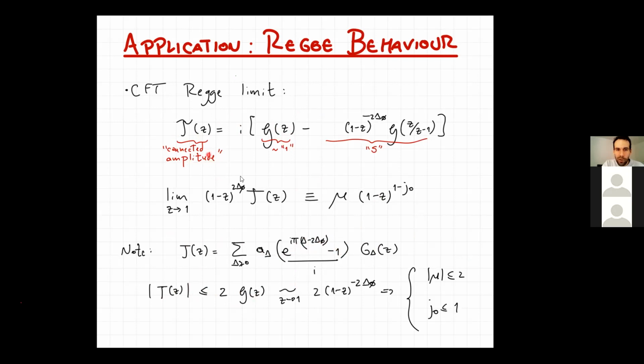And so when you take the Regge limit, we know the behavior of this guy. It's just the T-channel OPE, so this is the identity contribution. And so this automatically gives you a bound. It tells you that this coefficient J0 has to be smaller than 1, and this modulus of mu has to be smaller or equal than 2. So this just follows from the OPE.